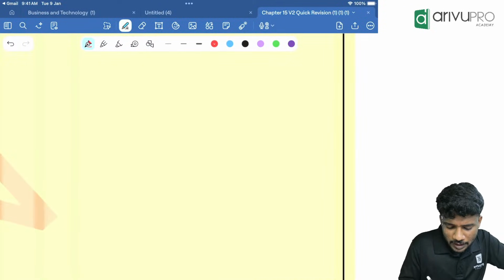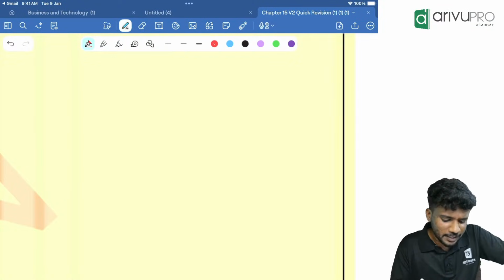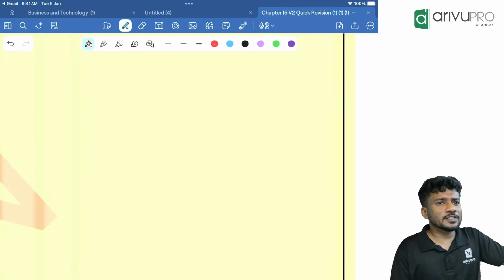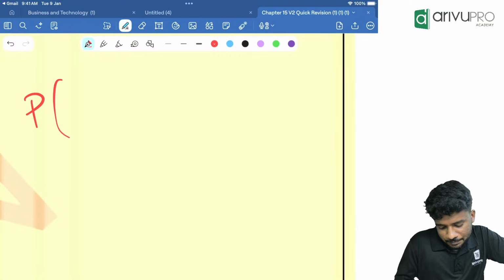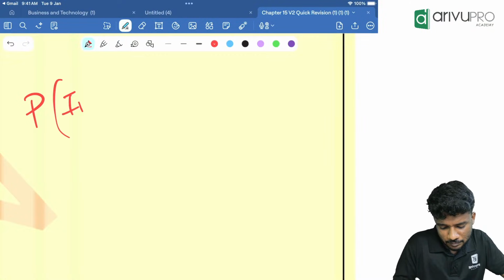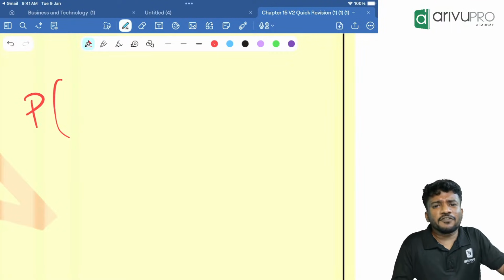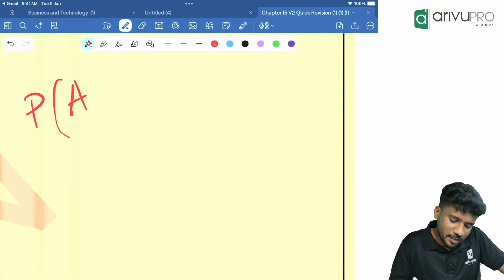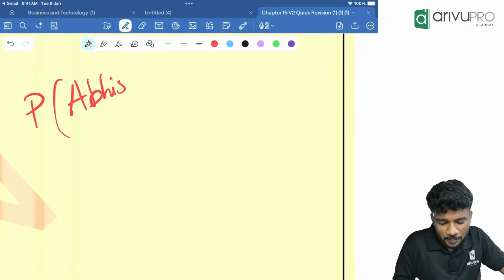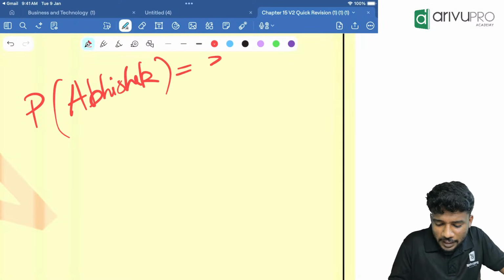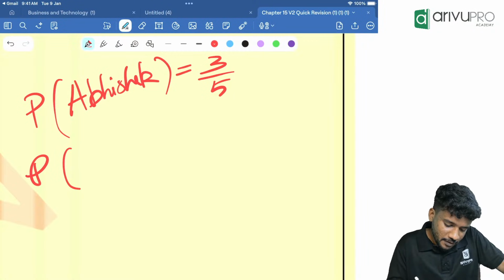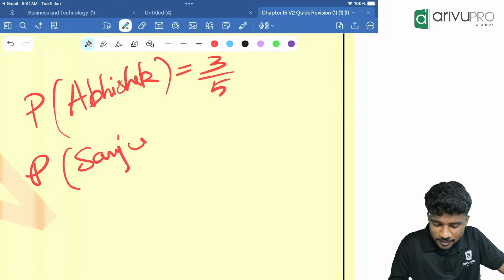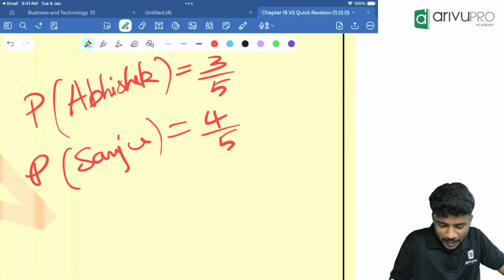Now, the question is like this. Tell me one name. Oh, yes, tomorrow. When is the match? Tomorrow is the match. Day after tomorrow. Okay. So I'll take the probability of winning if Abhishek is there is 3 by 5. Probability of winning if Sanju is there is 4 by 5. Yes, biasness is there.